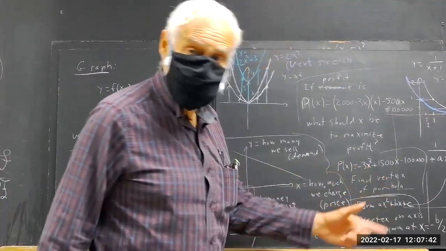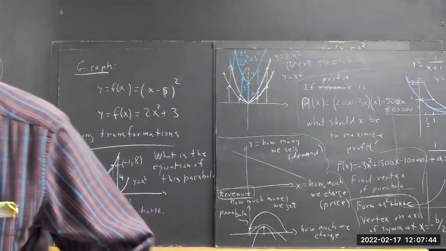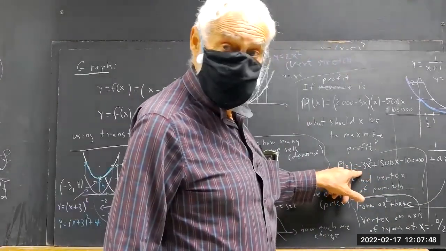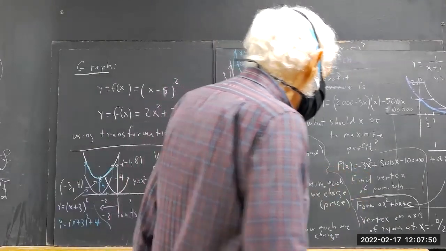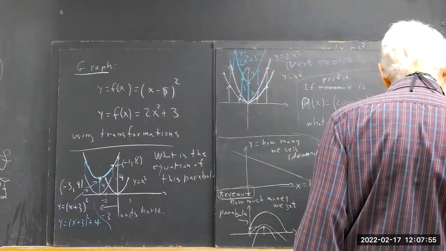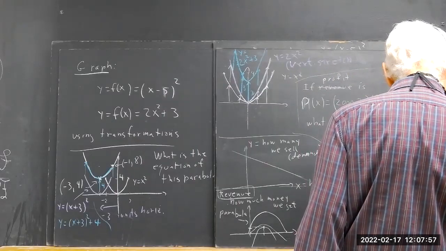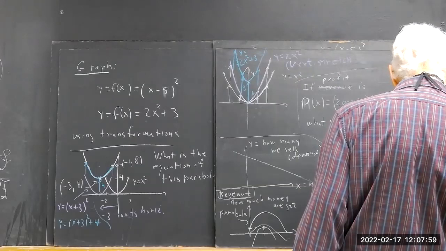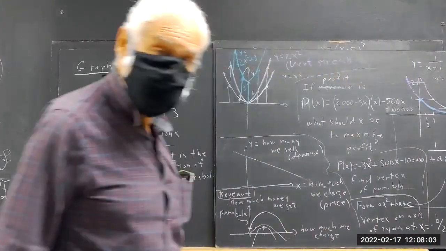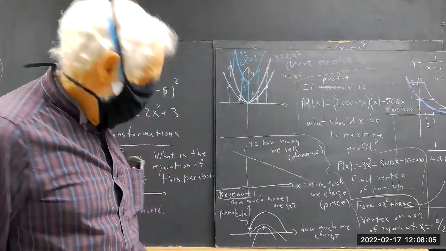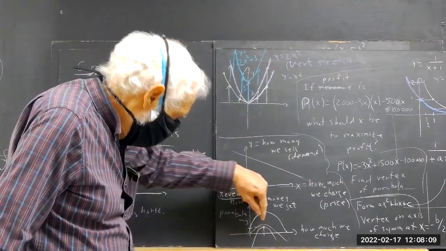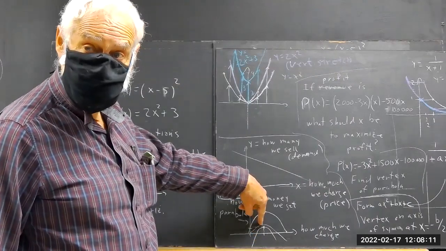In this case, negative b over 2a. Well, what's b here? Well, b's 1500. b is your coefficient of x. a is your coefficient of x squared, right? Well, negative b over 2a is negative 1500 over negative 3, which equals 500. This tells you when x is 500, your profit is going to be maximized.